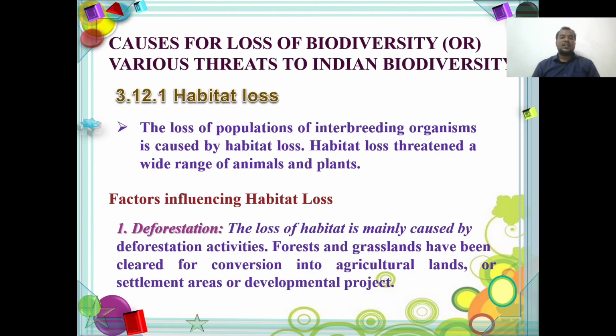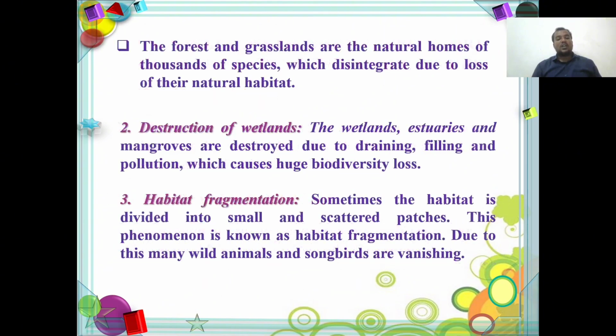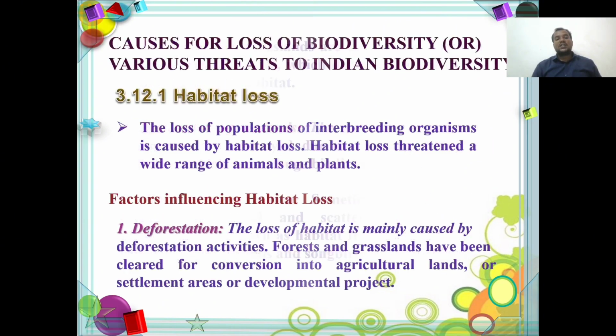Then habitat loss. The loss of populations of interbreeding organisms is caused by habitat loss, and habitat loss threatens a wide range of animals and plants. The factor influencing habitat loss is deforestation. The loss of habitat is mainly caused by deforestation activities. These grasslands and forests are cleared for conversion into agricultural lands and settlement areas. These are the developmental projects. So these are the reasons for deforestation.